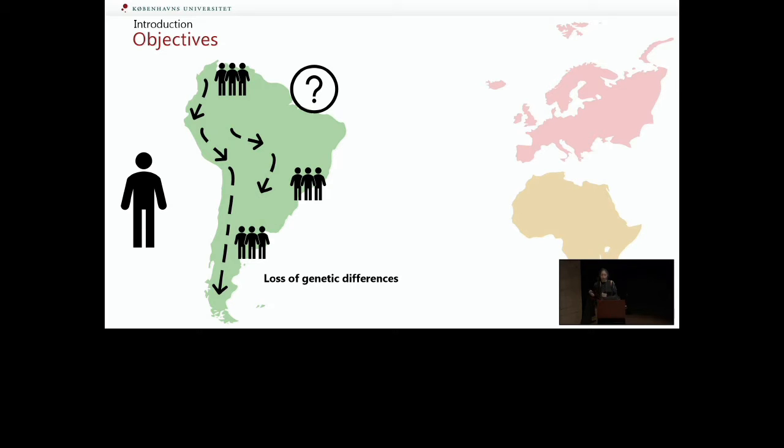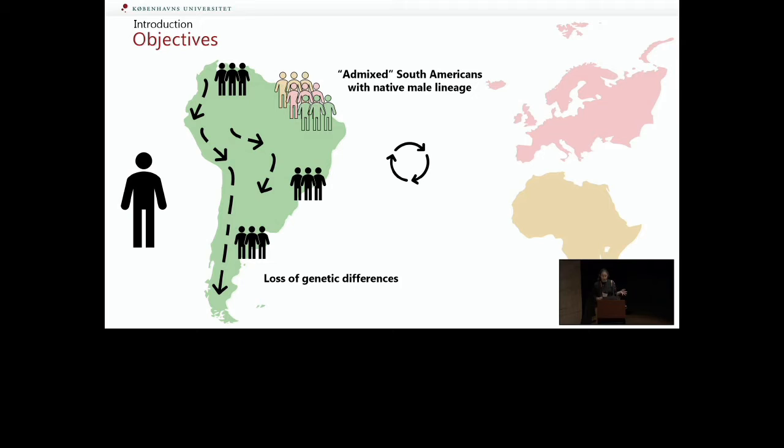And what happens when people live in small, isolated populations is that they lose a lot of their genetic variation. And then there were also men of Native American ancestry that actually reproduced with European and African women. And the children of these men are called admixed South Americans, but they have a native male lineage. Because these individuals did not live in small isolated groups, but admixed and lived in big populations mixed with the foreigners, they could retain a lot of their genetic variation.